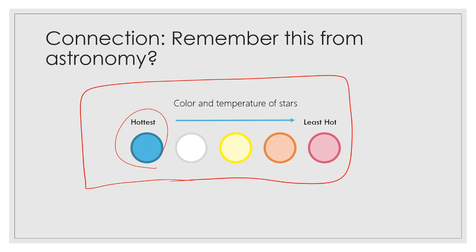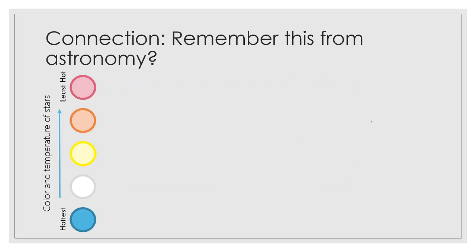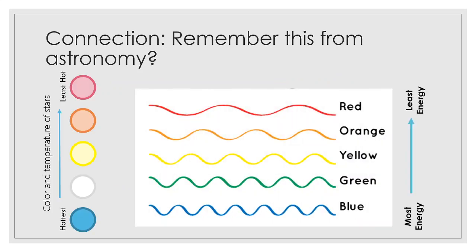So blue stars are the hottest, and red stars are the least hot, and all the other stars are in between. Well, I'm going to take that diagram and just put it over there to the side real quick, and put that right next to a diagram of the energy level of various wavelengths of light, and what you'll see is basically the same pattern.